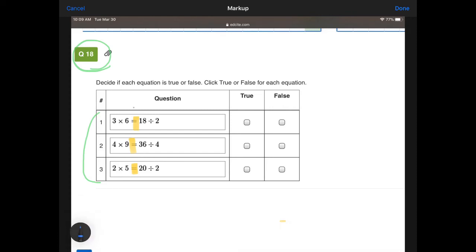So let's get started. 3 times 6 equals 18. 18 divided by 2 is 9. So we have 18 and 9. And if you didn't know that, you should be using your paper to use strategies, your circles or your count bys, and check. So 18 equals 9. Is 18 and 9 equal? Are they the same? Nope. So we'll say that is false.